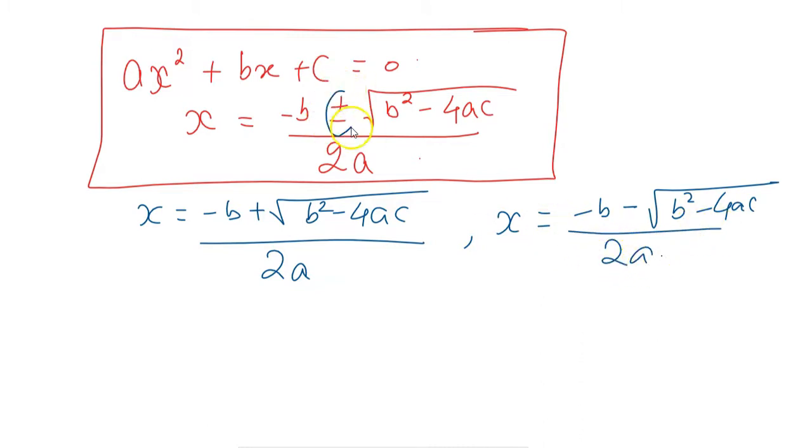Because you can see plus and minus. So one time we will take minus b with plus, and then another time we will take minus b with minus the root of b square minus 4ac. So using this we get two values.